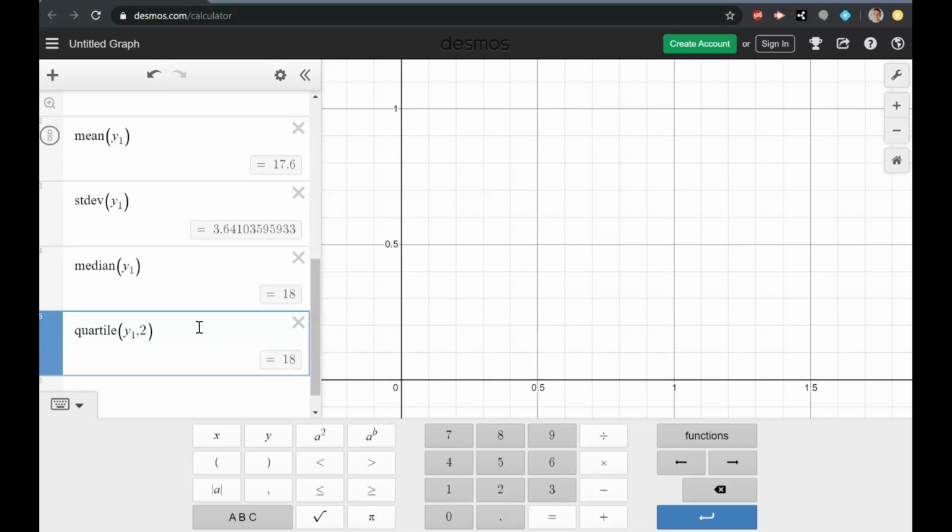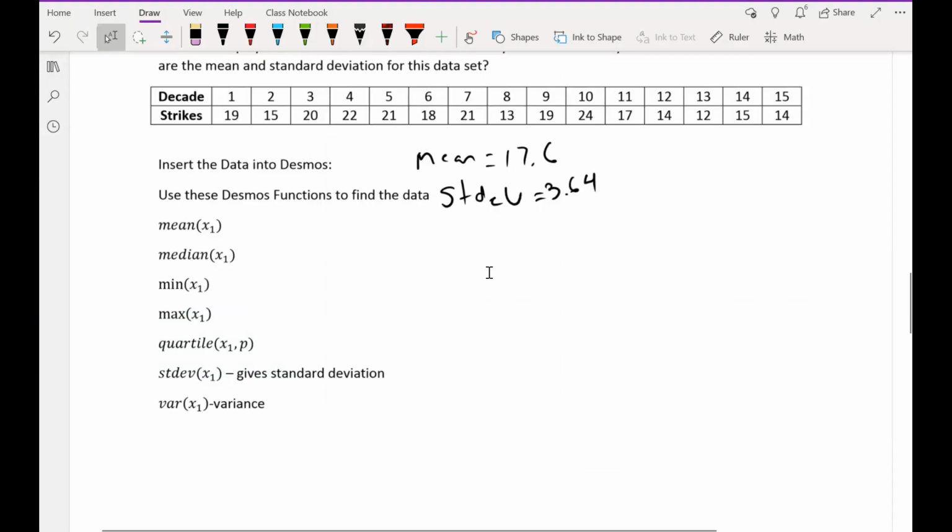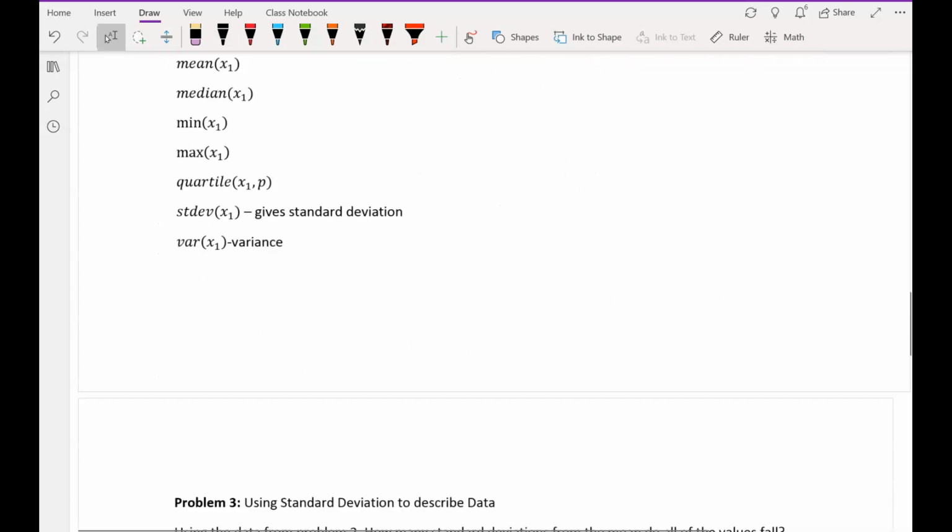So you can use Desmos to find all of these statistical values we've had. It's a good way to check your work. Okay, so you can maybe go through and practice doing each of these on your own. See if you get the right answer. You can always double check that by hand.